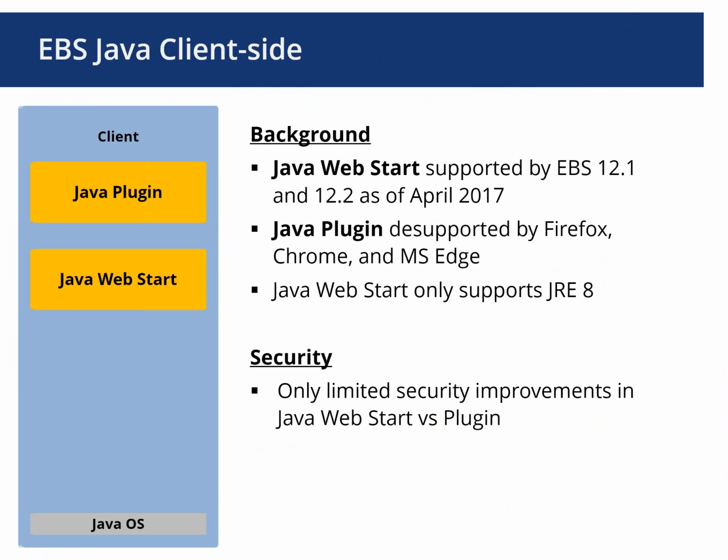Starting with the client side, this is the Java piece of code that's downloaded to each client desktop in order to run the Java Professional Forms interface. This used to be called JInitiator. Oracle went from JInitiator to the Java plugin, and as of April 2017, they now support another technology called Java WebStart. Java WebStart only supports JRE 8, and so therefore you're getting the latest version.